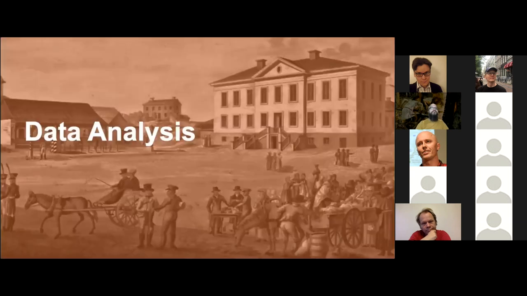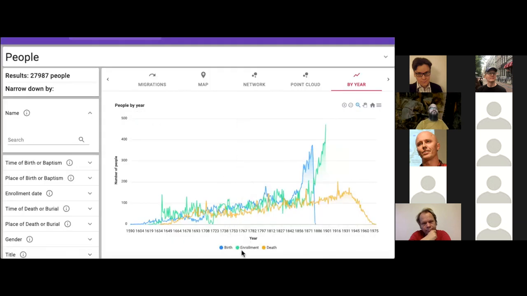Data analysis. This is a statistics view in the Academy Sampo user interface. By looking at the amount of people enrolled, it can be observed that before the 1870s, the number of enrollments remained at a relatively constant level. However, after that, this number starts increasing fast towards the end of the century.